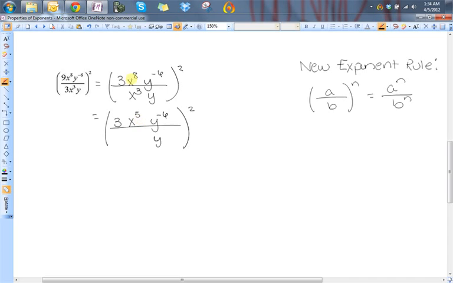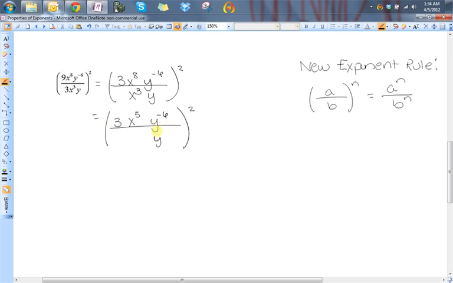Now, whenever you find the difference between the two exponents, whichever one had the highest power exponent is going to tell you the position of your result. So we did 8 minus 3, we got 5. Because there are more x's in the top to begin with, the result is going to be in the top.